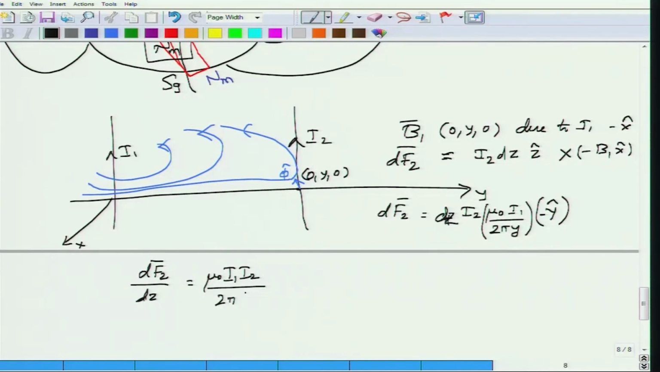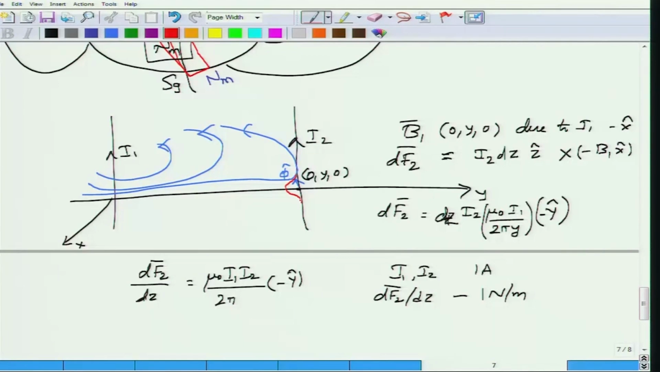The force per unit length I want at 1 meter. So this would be μ0/2π itself at y equal to 1, and it would be directed along minus y. If further I1 and I2 carry a current of 1 ampere, then this would actually be the expression. That is, if the force per unit length is 1 Newton per meter, and they carry equal amounts of current, then that would be the definition of ampere.